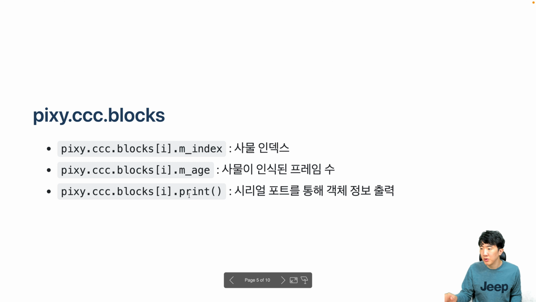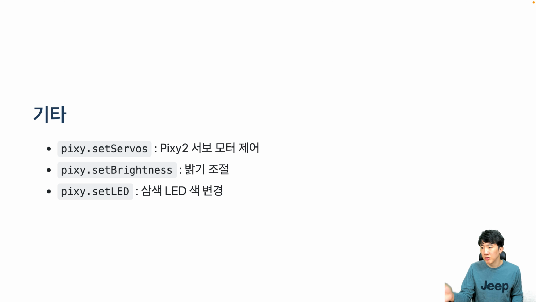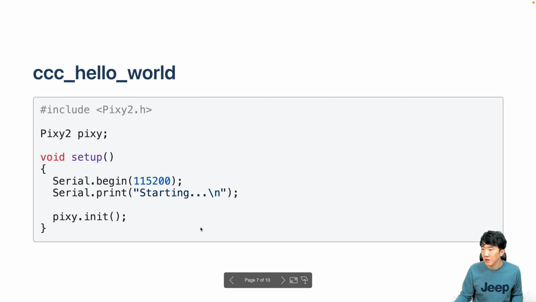This is not an attribute value, but a command. When you type pixy.ccc.blocks[i].print, Arduino will output information about the object, including the previously mentioned details. Additionally, there are other commands such as setServos, which allows you to control servo motors, setBrightness to adjust the brightness, and setLED to change the color of the RGB LED to your desired color.